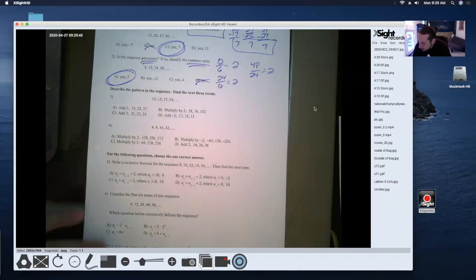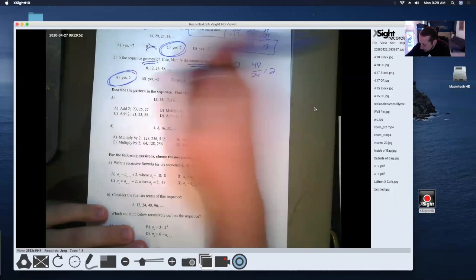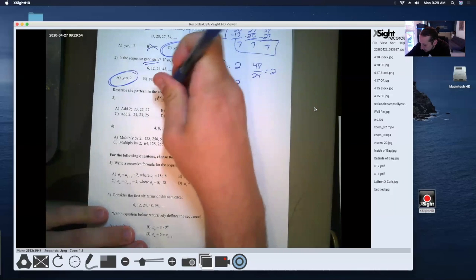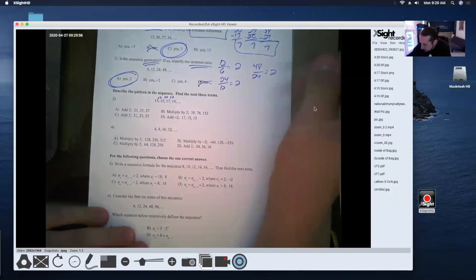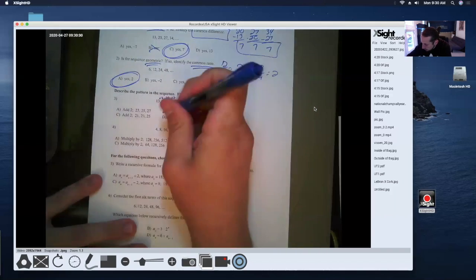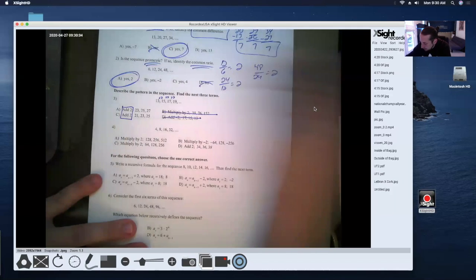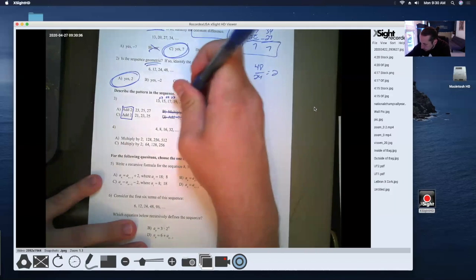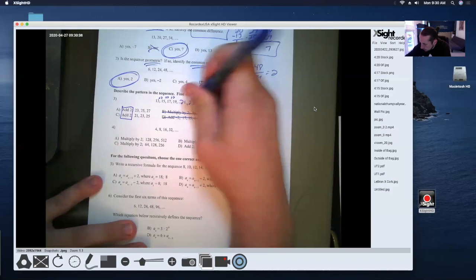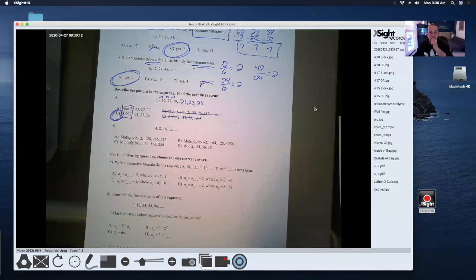All right, number 3, describe the pattern in the sequence and find the next 3 terms. Most of us can see right here that they're just adding 2 every time, so that tells us it's arithmetic. So we cross out B. We're not multiplying, we're adding 2. Cross that one out, so it has to be one of these 2 answers. For the next 3 terms, we add 2 here, and you get 21, 23, and 25. So the answer for number 3 should be C.